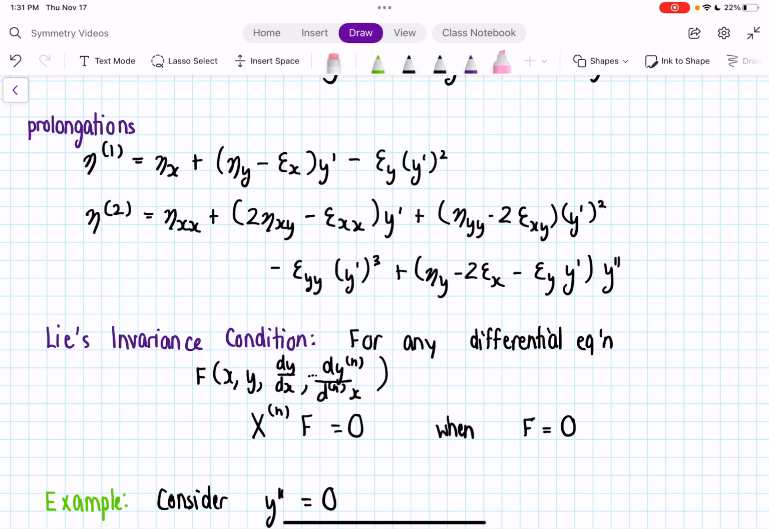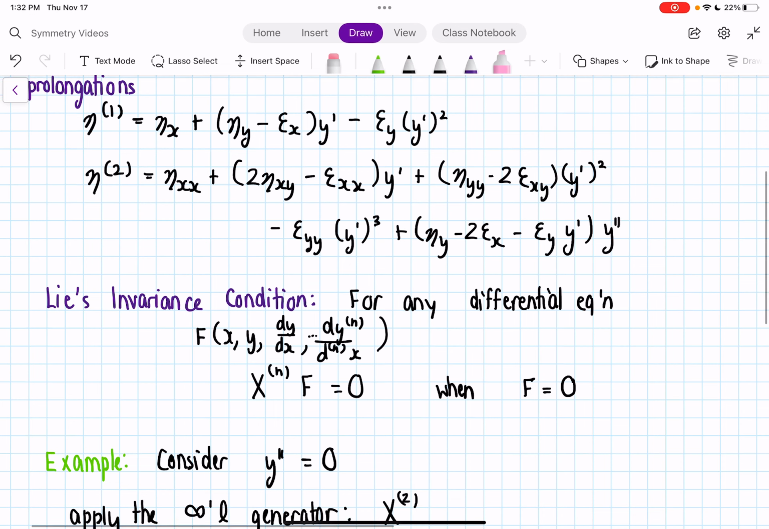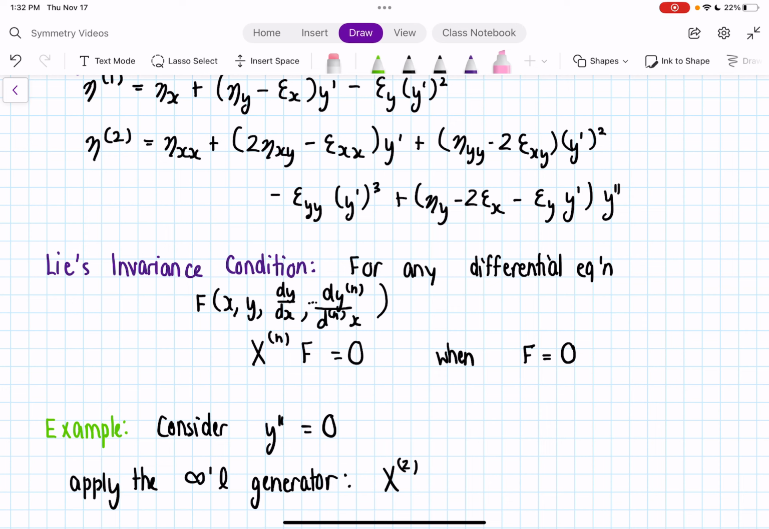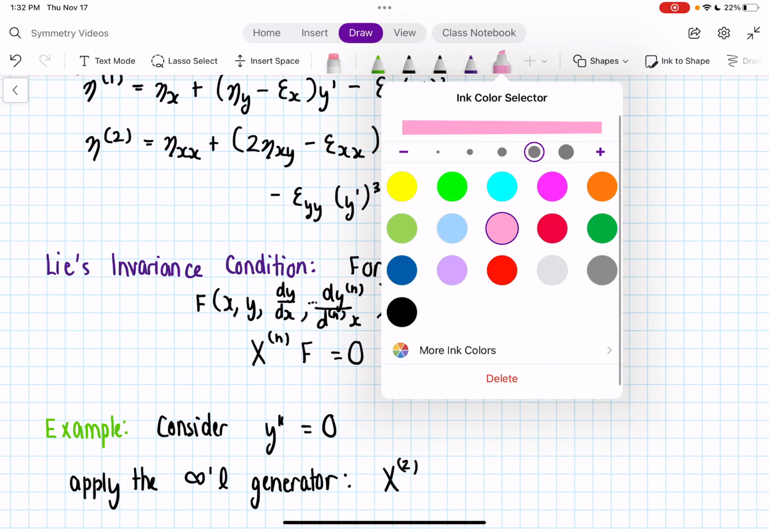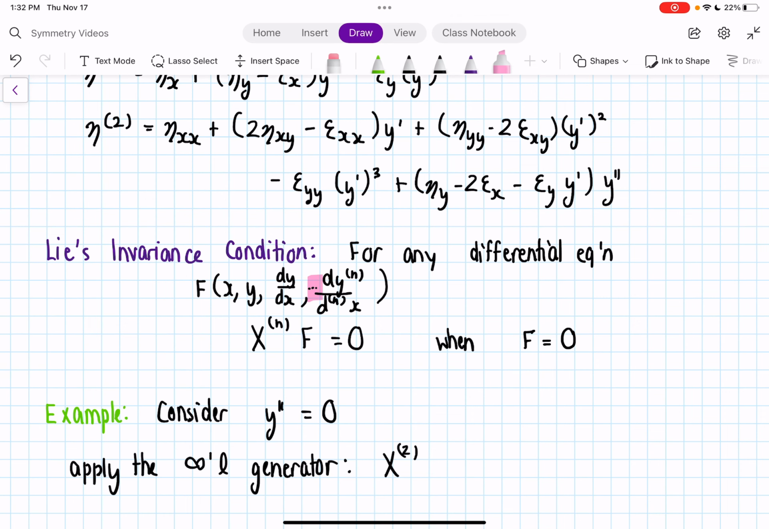Okay, so these are the two prolongations, and then we have to apply Lie's invariance condition. And so I wrote this really messy, I'm sorry, but for the function f, if it's any differential equation, it can go up to differentiating y to any order, so that's why I've got my d^n y. And I've put these ellipses here. I'm really sorry, they're kind of messy. This is not my best work. So there we go. And so the condition is that if we apply our generator to that function, it will equal 0 when the function is 0. And that's essentially what we are going to do.